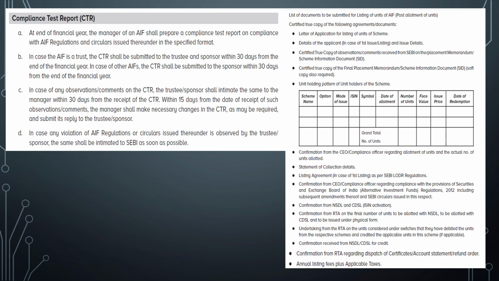Next, in case there are any observations or comments, the trustee or sponsor shall intimate the manager within 30 days of receipt of the CTR, and within 15 days from the date of receipt of the observations, the manager will make necessary changes. So the overall cumulative period is 45 days. And in case any violations of the AIF regulations or circulars are observed by the trustee or sponsor, it will be intimated to SEBI as soon as possible.